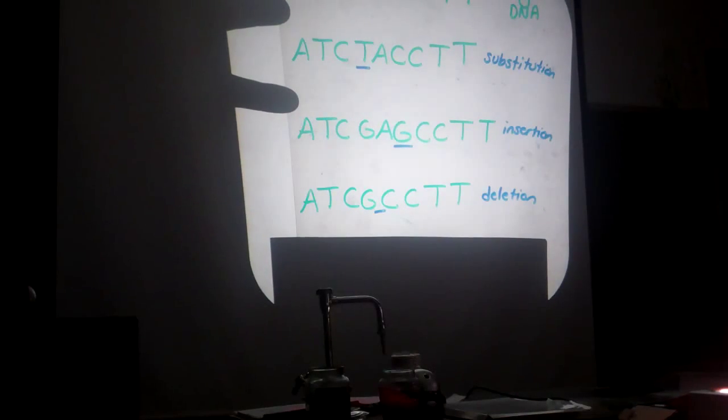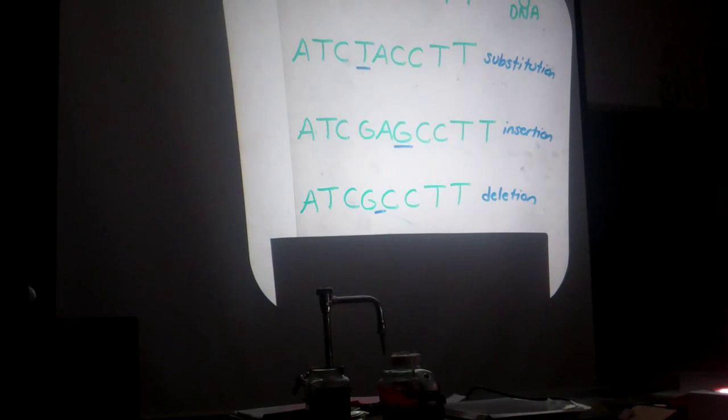Oh, so they're all in the same spot? Not necessarily. They're all in different spots, and different things are happening. One has one letter being substituted for another. In this one you're putting in an extra letter that shouldn't be there. In this one you're taking out a letter. These all vary from your original sequence.